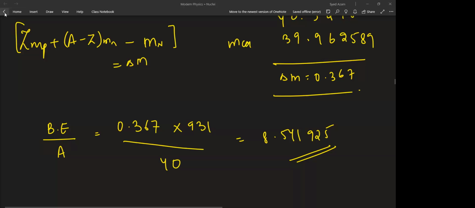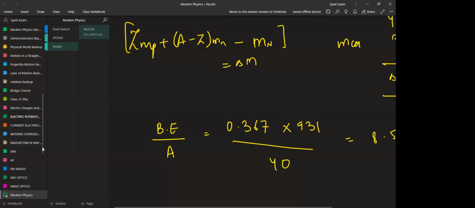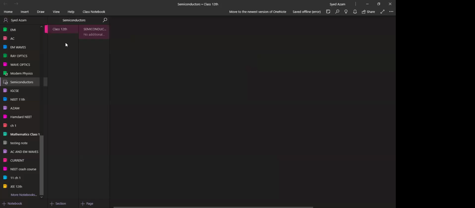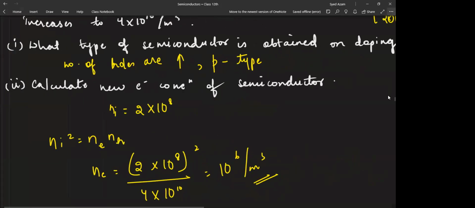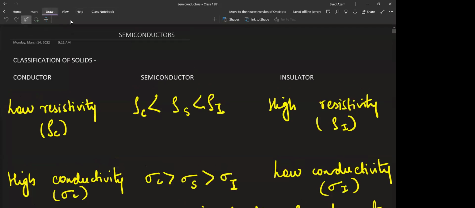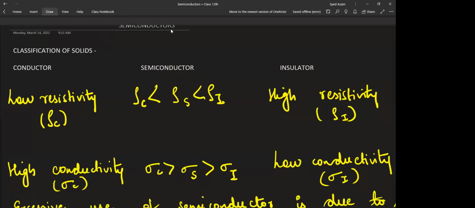Okay, Mariam. So one chapter we are left with is semiconductors. This is the last chapter that will be left. I have shared the notes with you. Let me just start with the basic parts, then tomorrow I'll continue with the notes properly.